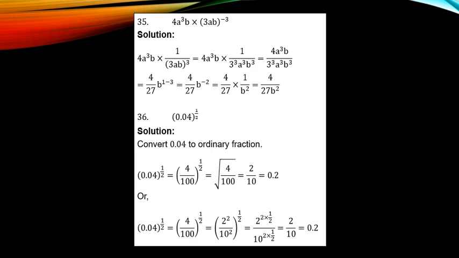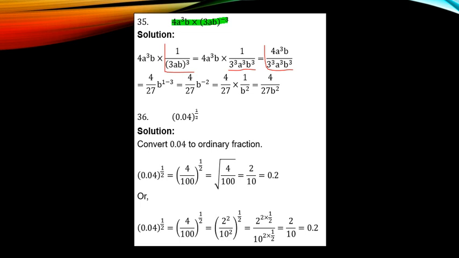Example 35. You have 4a cube b times bracket open 3ab bracket close power of minus 3. What we should do first is to remove the negative sign on the power of 3, and that means you write it in inverse form. 1 over bracket open 3ab bracket close. The power is now positive by the reason of the inverse. If we apply the power law on the denominator, so you have 3 cube a cube b cube. If you multiply 4a cube b by 1, you have 4a cube b over the denominator.